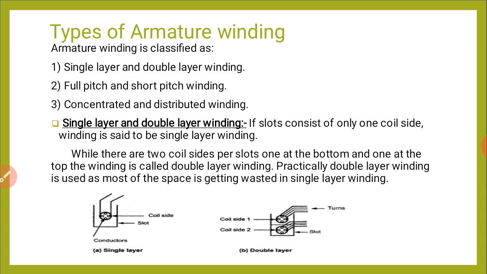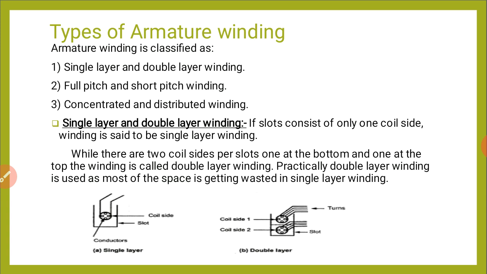One coil side is at the bottom and the second coil side is at the top. So this type of arrangement is called the double layer winding. So if there are two coil sides per slot, one at the bottom and one at the top, the winding is called the double layer winding. And practically, double layer winding is used in most cases, because in a single layer winding the space is getting wasted.